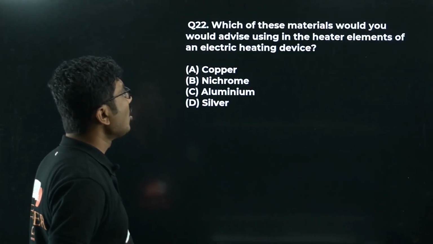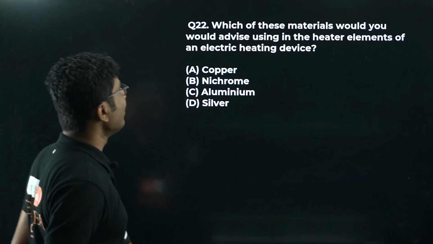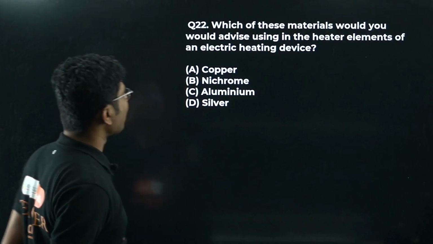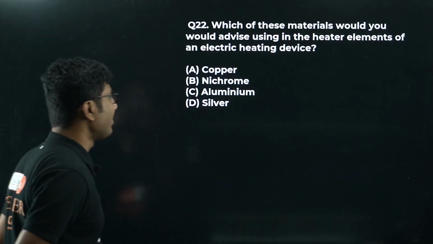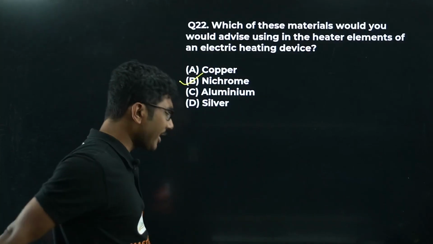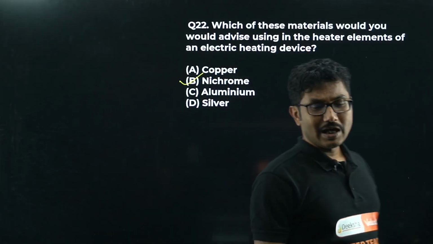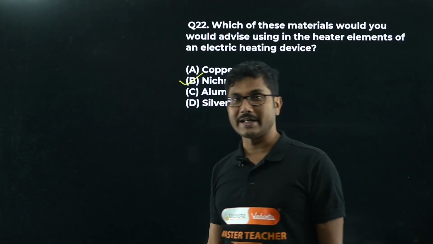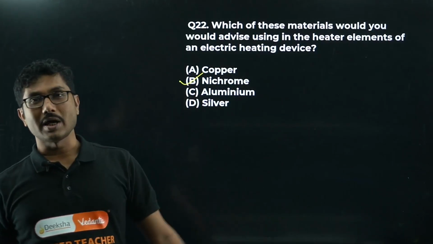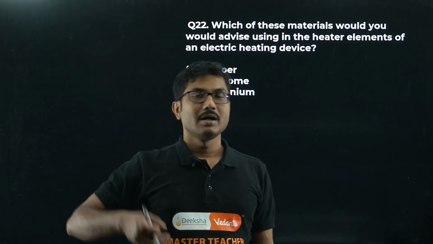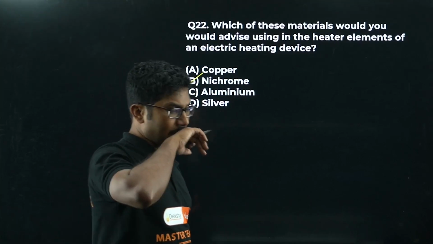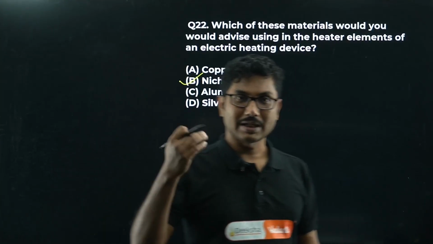Now next question. Which of the materials would you advise using in the heater elements of an electric heating device? Copper, nichrome, aluminium, silver. So nichrome has a very high melting point, also very high resistivity, so it can heat up to a very high temperature and still will not melt. That's why nichrome wires are used as a heating element in an electric heater, immersion heater. In most of these cases nichrome wires are used.